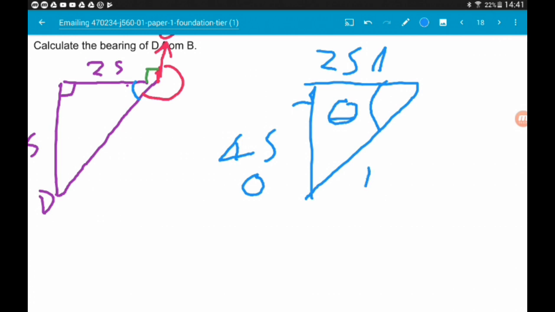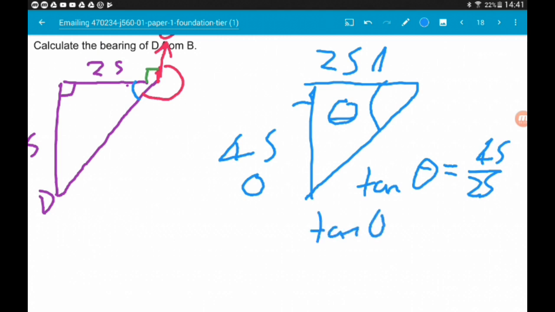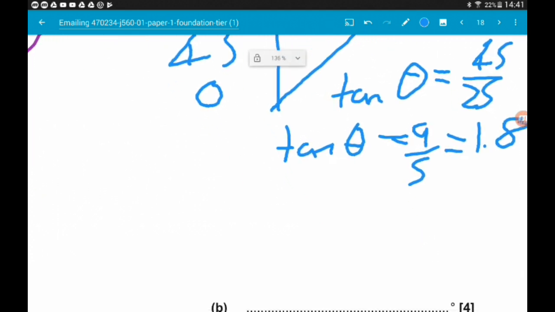So this tells us tan theta is the opposite divided by the adjacent. So 45 over 25. So tan theta simplifies to 9/5, which is the same as 1.8. So to work out theta, we inverse tan 1.8.